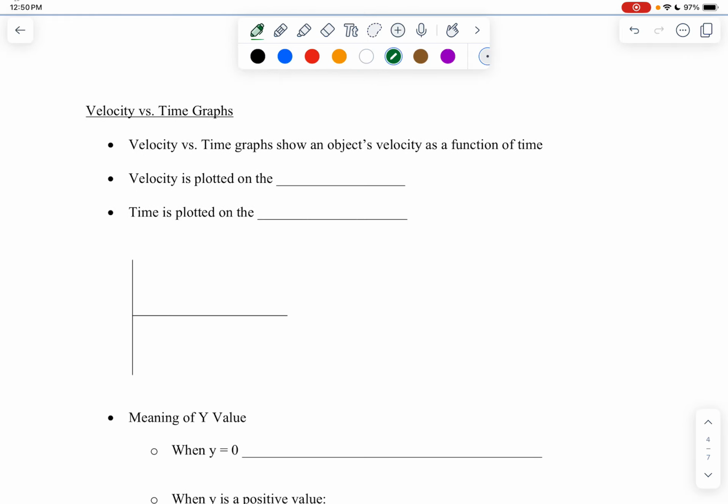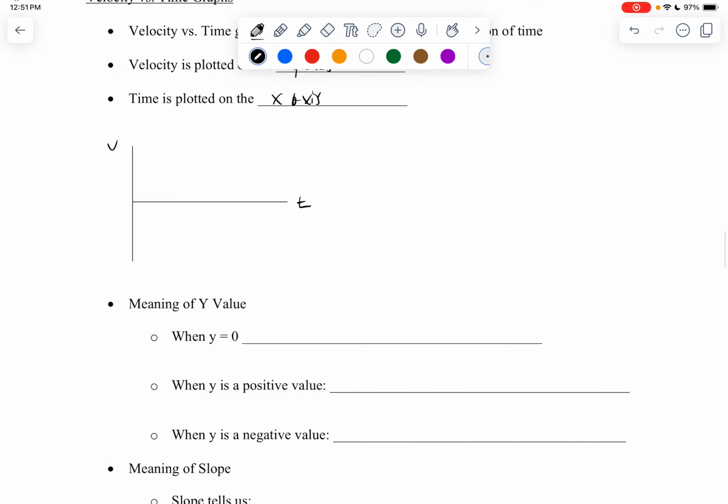Our second type of graph here is going to be our velocity versus time graphs. With our velocity versus time graphs, time is always going to be along our x-axis, so our velocity is going to be along our y-axis. So you have these v versus t graphs. Thinking about the meaning of our y value, if we have a y value of 0, we're along our x-axis. What this is showing us is that we have a velocity equal to 0. And if our velocity is equal to 0, that basically means we're not moving.